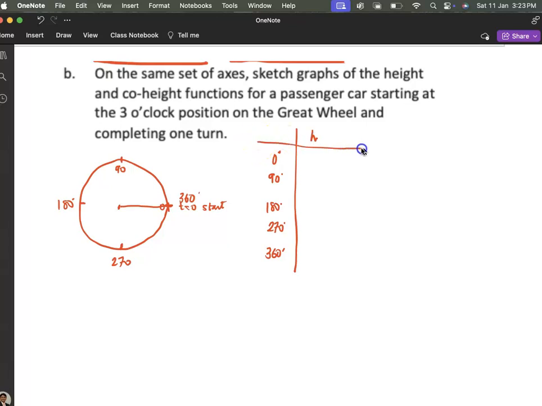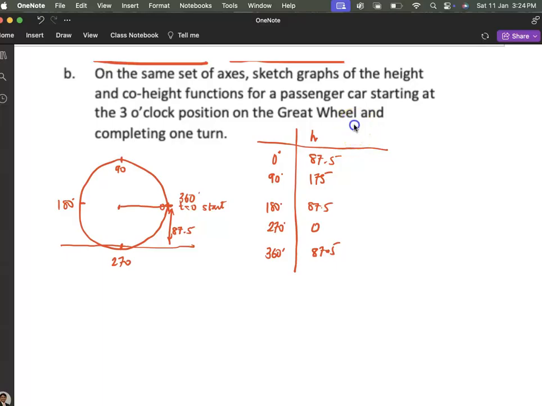Height, if you look at 0 degrees, what's the height from the ground? It's half. 87.5. At 90 degrees, what's the height? Maximum, so 175. 180? The same as 0, 87.5. 270 would be negative. What's the height from the ground? 0. And at 360, what's the height from the ground? 87.5. Imagine you're looking down.